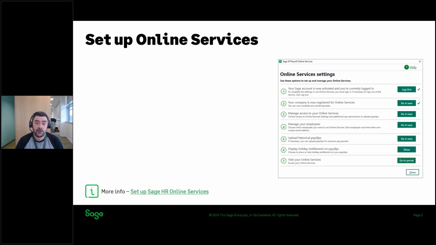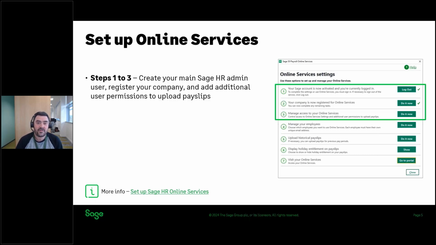When it comes to the setup process, you'll be following 7 steps within your online services settings, shown on the screenshot just there. To give you an overview of what's involved in these steps, steps 1 to 3 is where you'll be creating your main Sage HR admin user. So you will need to sign in with an email address and a password, and then register that payroll to use online payslips.